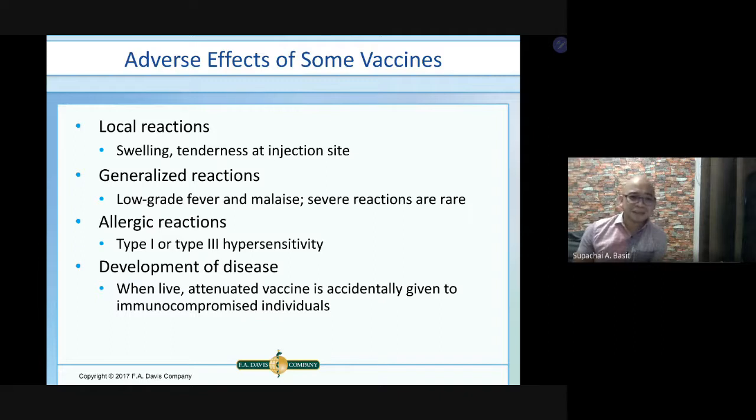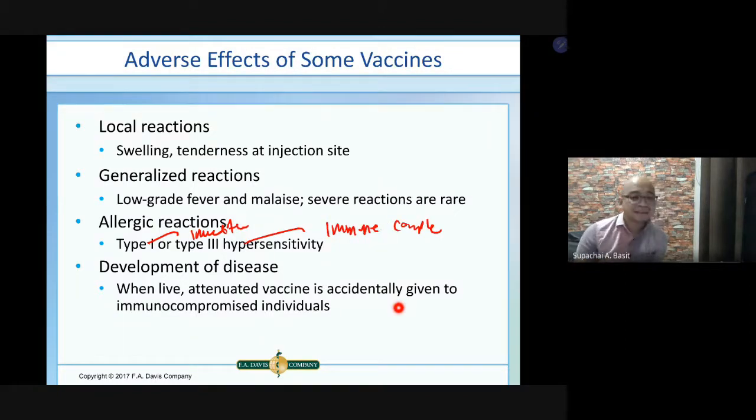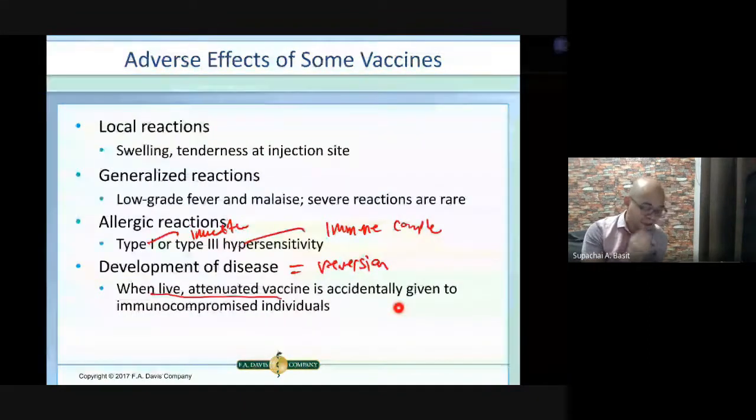Allergic reactions, you might develop either type 1, this is the immediate type, hypersensitivity reaction, and type 3, this is the immune complex. Development of disease, this happens during reversion when you are administered with live attenuated vaccine.